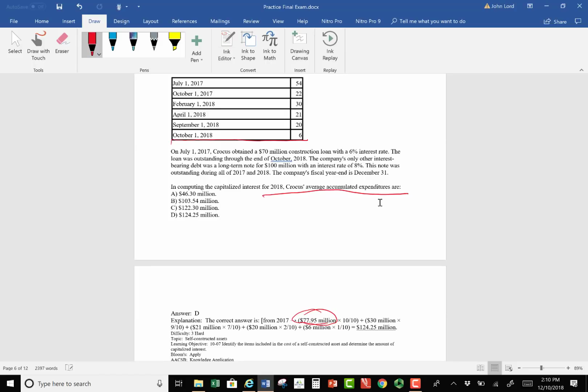Okay, and so what happens? That amount was outstanding for the whole year because it was from last year forward. We've got this 30 million that they spent on February 1st, so that was only outstanding for 9/10, right, of the construction period. Okay, February 1st to October 1st, or October, I guess they're counting it through October 30th.